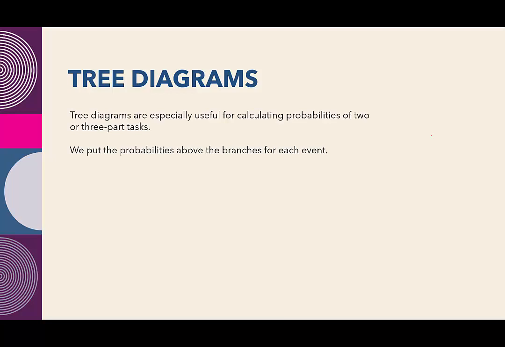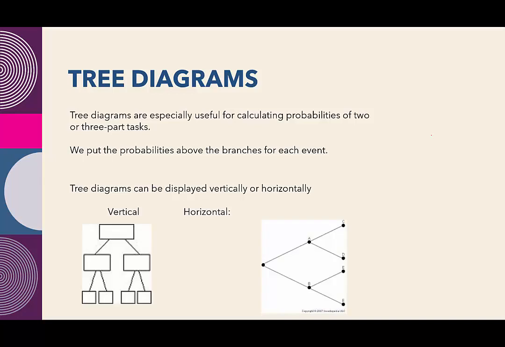Tree diagrams are especially useful when we have 2 or 3 part tasks. We put the probabilities above the branches for each task. Tree diagrams can be displayed vertically or horizontally. More common, we use the horizontal. It's rare we would use vertical. So we just start with the thing, and then we split up the branches, and then along the branches here, we would say there's 1/2 chance and 1/2 chance, or whatever the probabilities are.